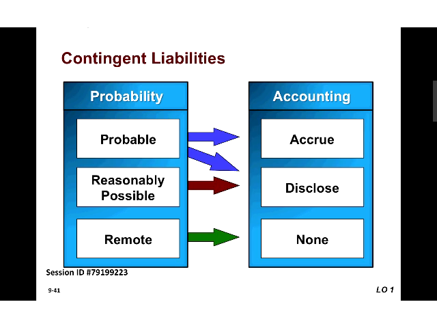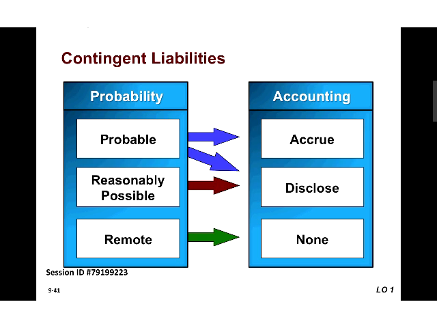And then finally, remote. If the chance of this happening is remote, then we don't do anything. An example of a remote thing would be a frivolous lawsuit. Someone's suing you for a completely ridiculous thing. We don't have to disclose it either.